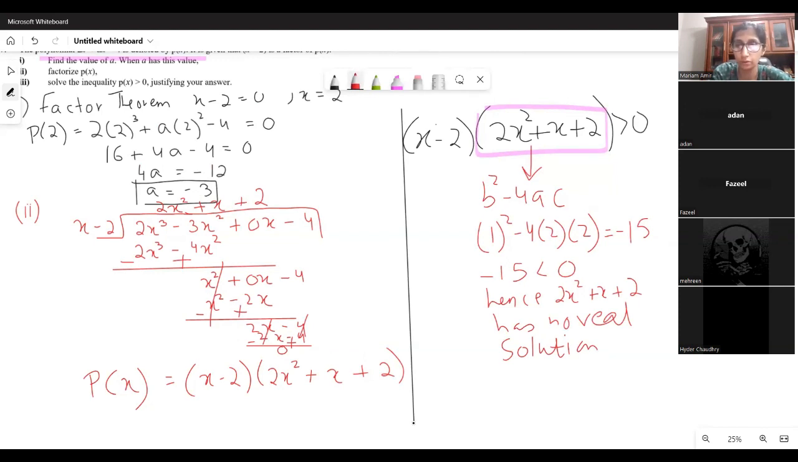So for now, the inequality becomes x minus 2 is greater than 0 and x is greater than 2. जो solve नहीं हो सकता उसको आप निकाल दोगे equation में से.